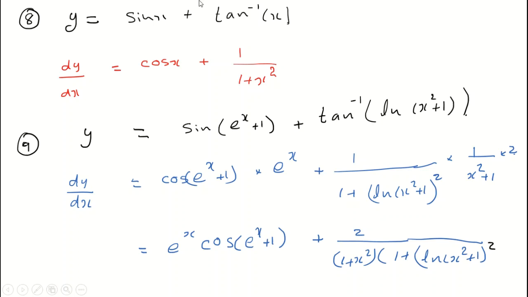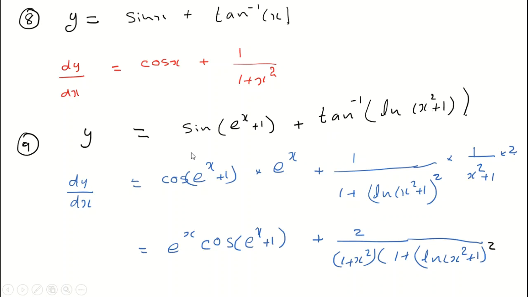Y equals sin x plus tan inverse x. When you differentiate sin x, it is cos x, plus when you differentiate tan inverse x, 1 over 1 plus x squared. 9th one, y equals sin(e to the power x) plus tan inverse(ln(x squared plus 1)).